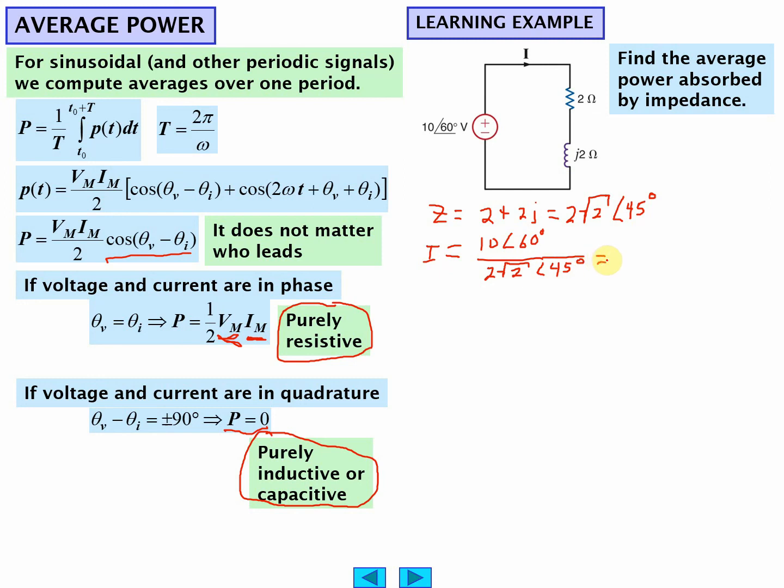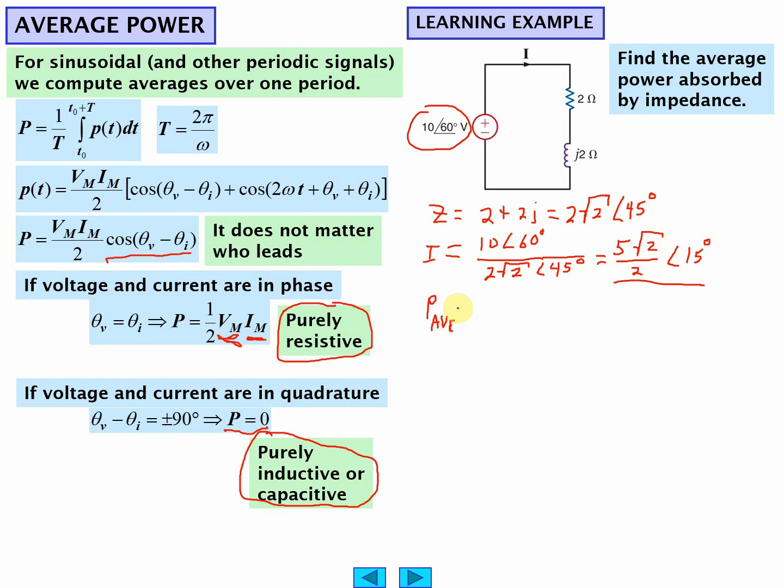Which equals 5 square root of 2 over 2, angle 15 degrees. And then, so now we know the voltage here and the current here. We can just multiply the two together. That's the average power.